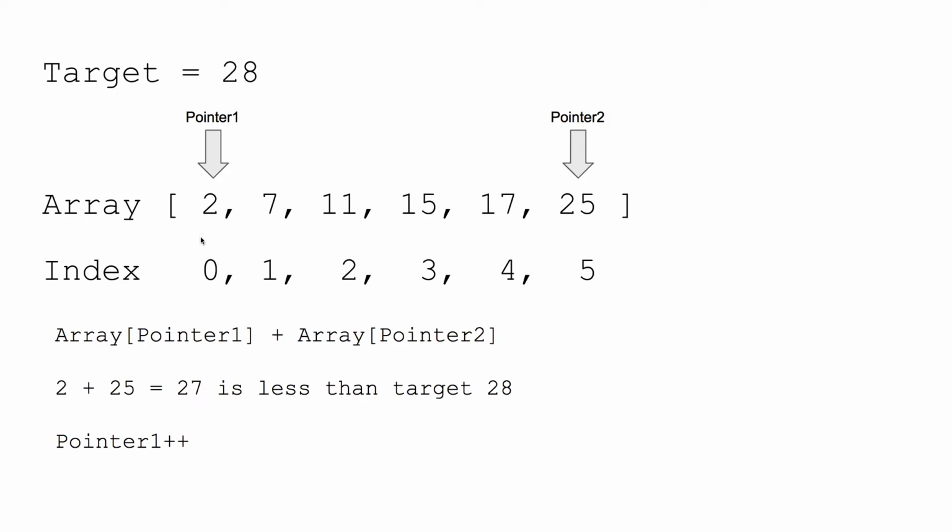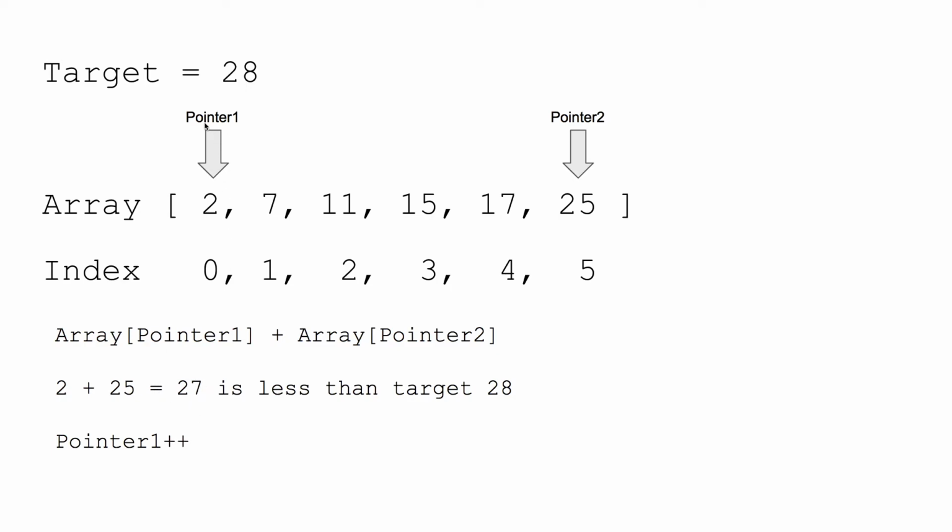As we know, this array is sorted and the value we are currently getting is 27, but we want to get 28, which is a higher number, right? So moving this to the left will always give me a smaller number, because right now you are adding the minimum value and the maximum value, which gives you 27. If you move pointer 2 to the left, you will obviously get something lesser than 27. But here the target is 28, which is higher than this.